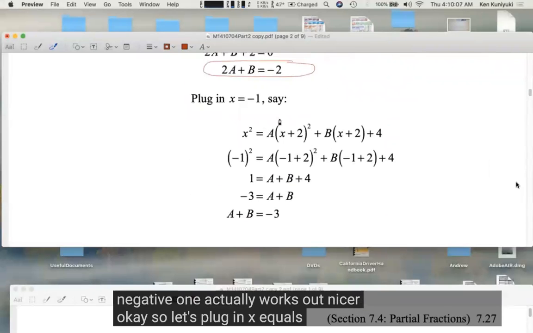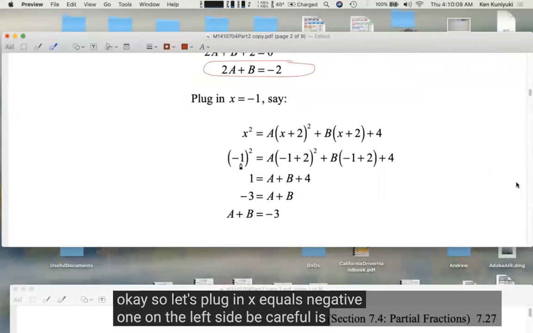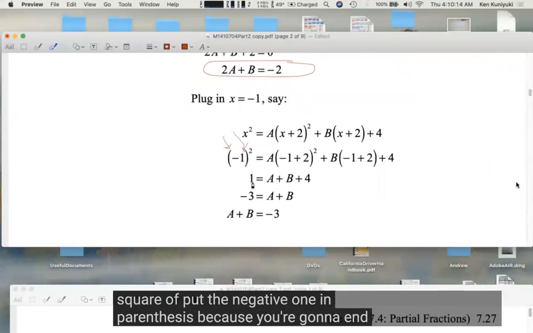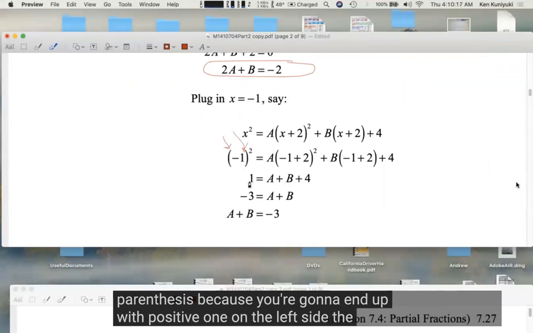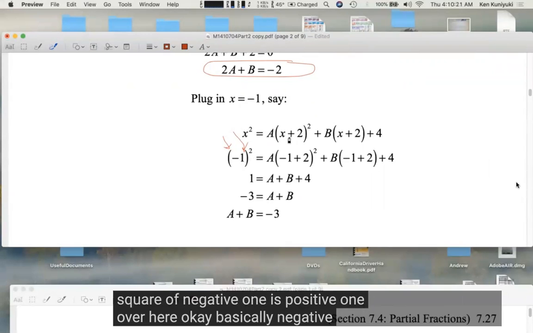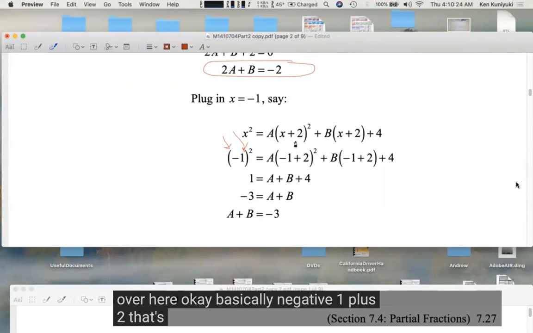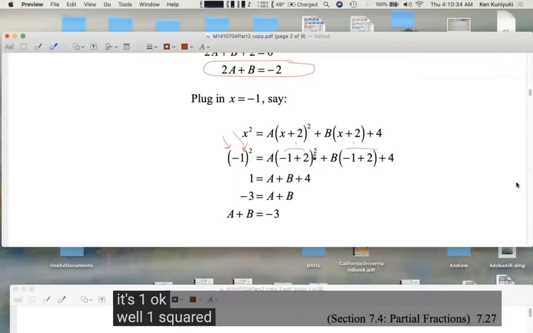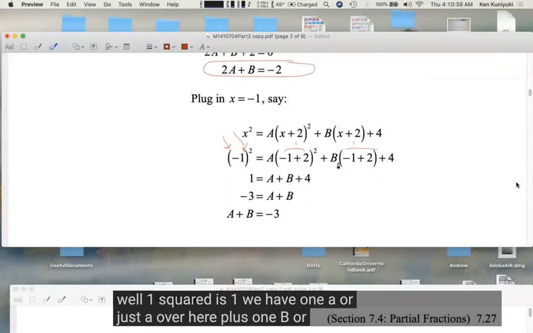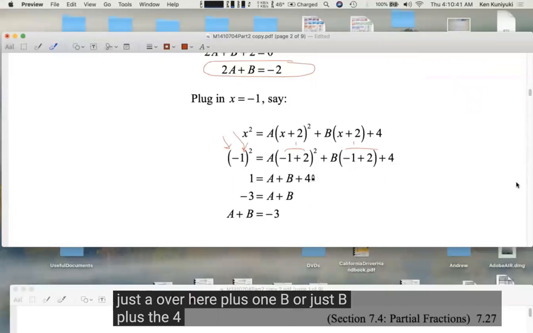Okay, so let's plug in x equals -1. On the left side, be careful, it's the square of, put the -1 in parentheses because you're going to end up with +1 on the left side. The square of -1 is +1. Over here, basically -1 plus 2, that's 2 minus 1, or 1, right? The base here is 1. Same with this guy over here, it's 1. Well, 1 squared is 1. We have 1a, or just a, over here, plus 1b, or just b, plus the 4.